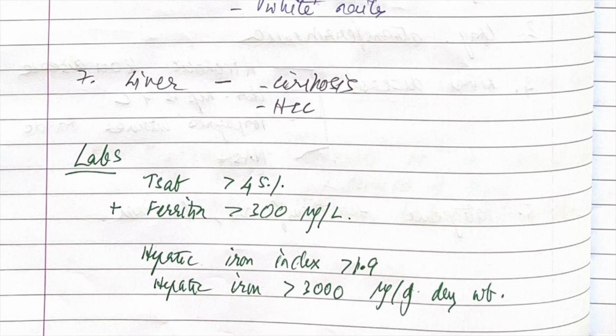Lab tests show transferrin saturation of more than 45%, which can go up to even 100%. Ferritin more than 300 micrograms per liter. Hepatic iron index of more than 1.9. The normal is less than 1.1. Hepatic iron of more than 3,000 micrograms per gram dry weight.